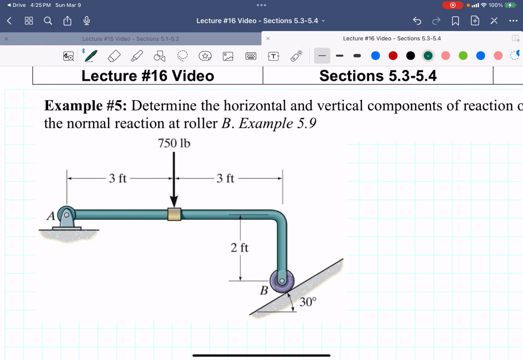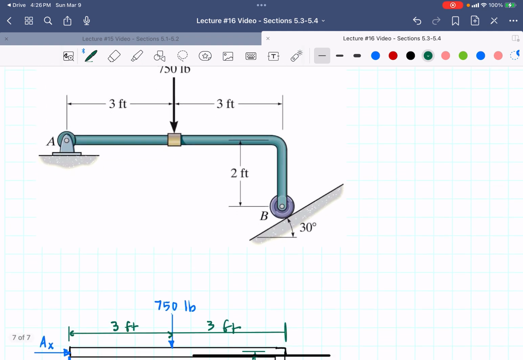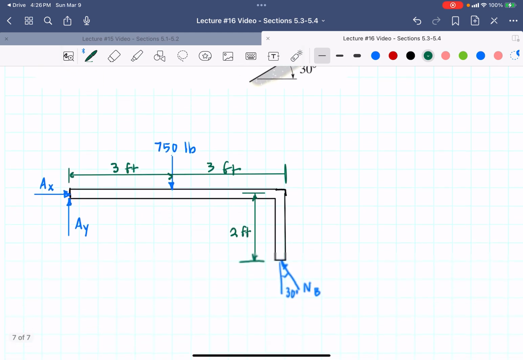So this video is showing you example number 5 from lecture 16 and showing you how to solve that. So this is what it looks like, and it wants us to determine the reactions at A and at B. So when I drew my free body diagram, it's all one solid pipe.